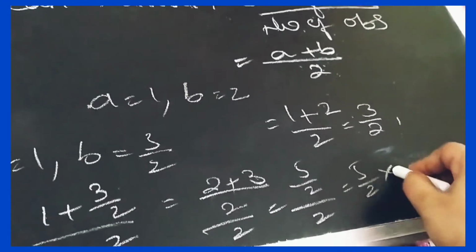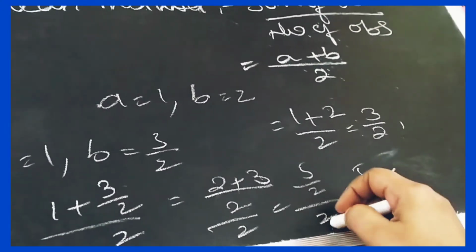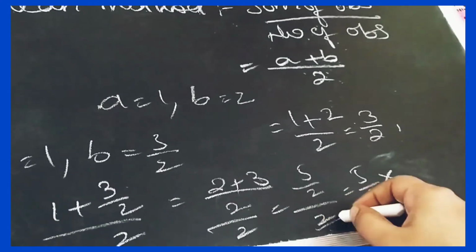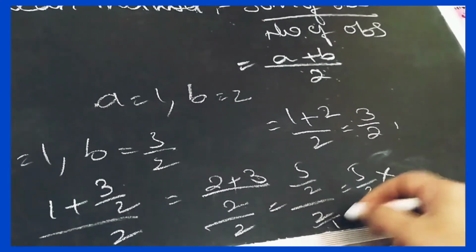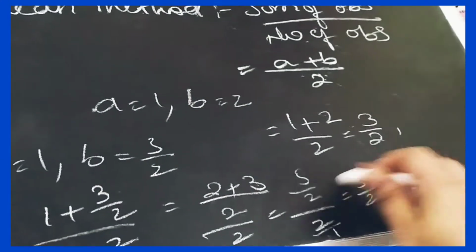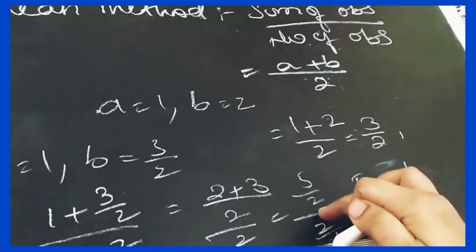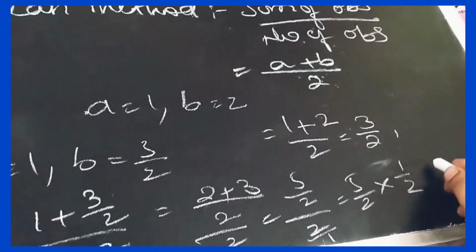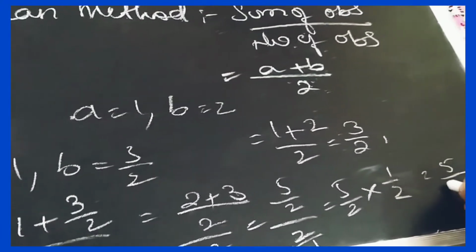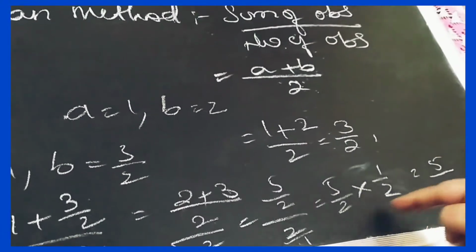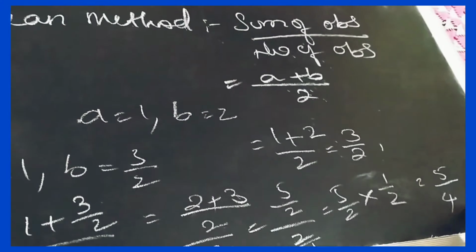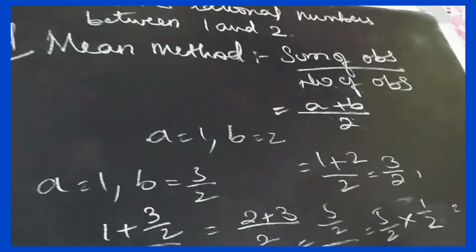For division in fractions, what do you have to do? You have to write the reciprocal of the denominator. It is 2 by 1 now, so we write it as 1 by 2. So 5 by 2 into 1 by 2 is 5 by 4. Another number we got. 3 by 2 and 5 by 4: two rational numbers we got.